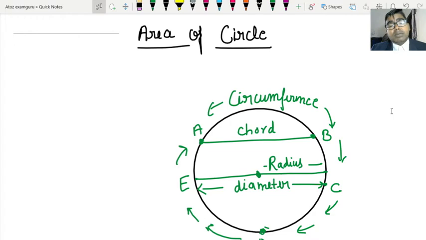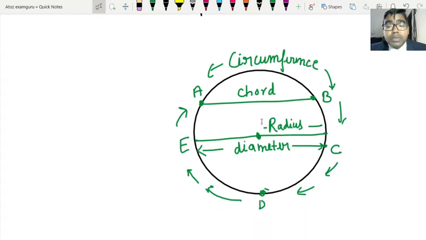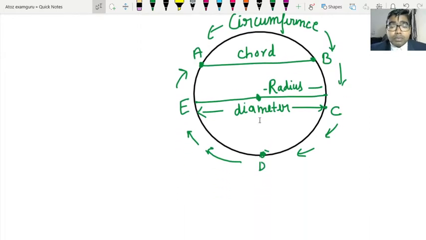Today we will discuss the area of a circle. So let's start. This is a diagram of a circle, right friends? The line joining this point E and this point C is called the diameter. And O to point C or O to point E is equidistant, and point O is called the center of the circle. So it is called a radius.